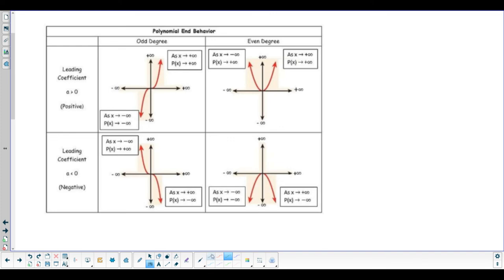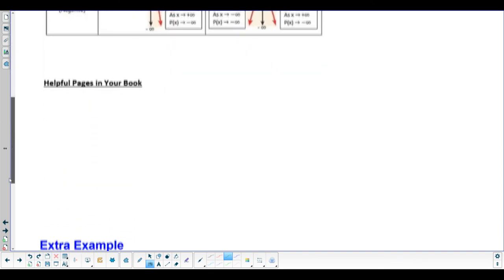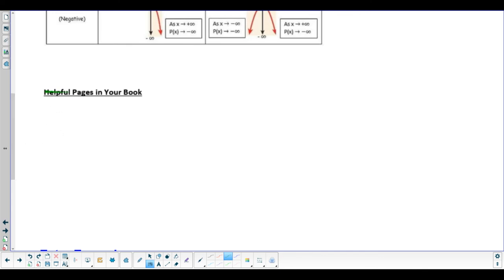And we also talked about transformations, okay? So I want to write just the, I know I said this, helpful pages in your book. You can use your book if you want, but we've been using a lot of packets like the polynomial packet and the transformation packet. But one thing I want to go over is just transformations real quick. I got my cursor back.